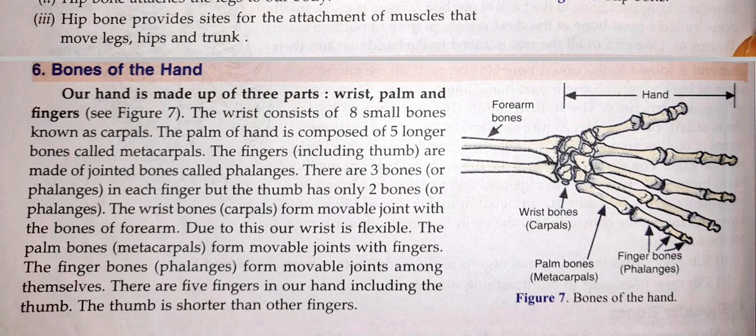The wrist bones, that means the carpus, form a movable joint with the bones of the forearm. Due to this, our wrist is flexible. The palm bones form movable joints with the fingers. The finger bones form movable joints among themselves. There are 5 fingers in our hand, including the thumb. The thumb is shorter than the other fingers.